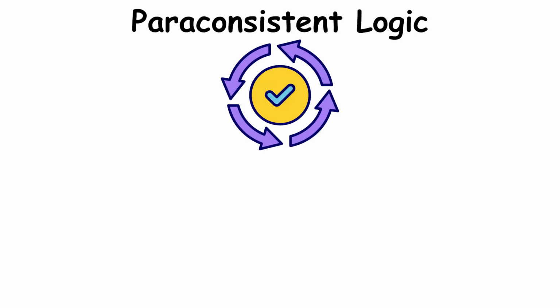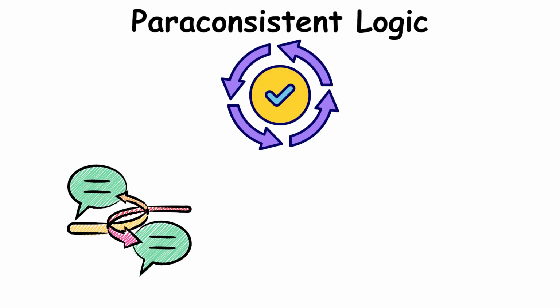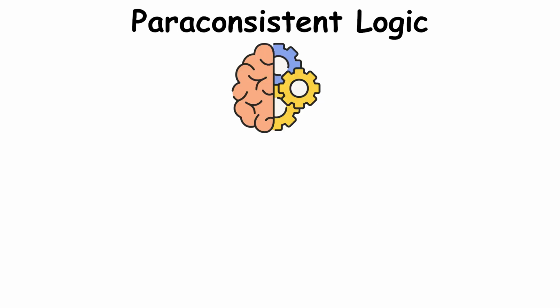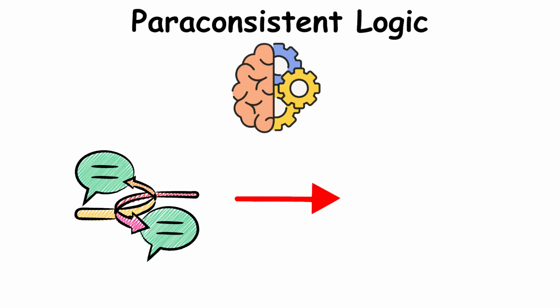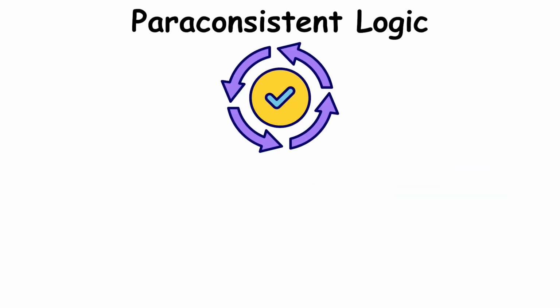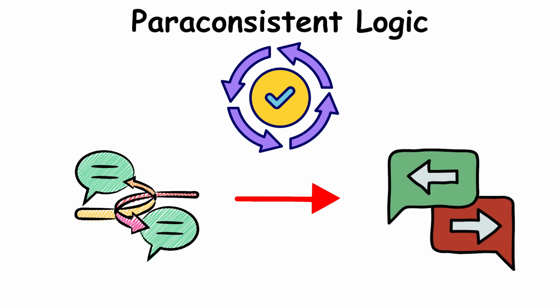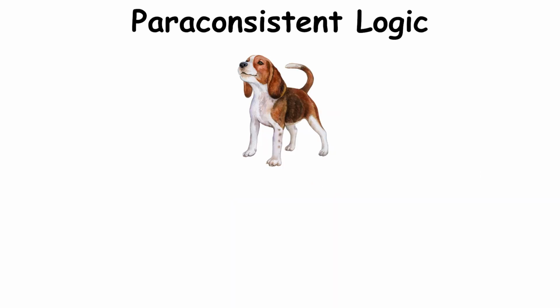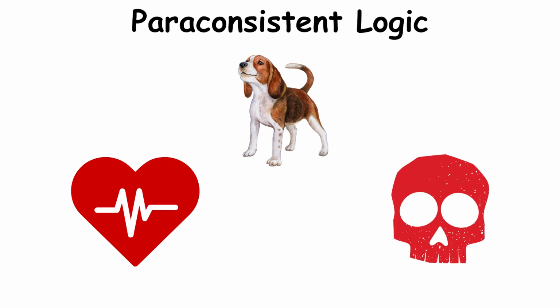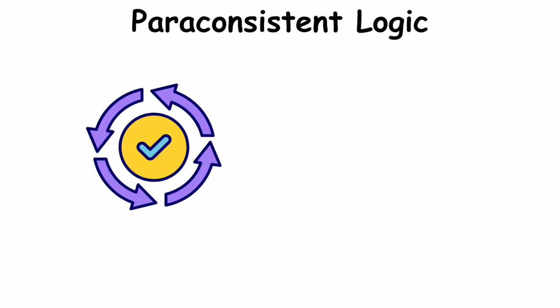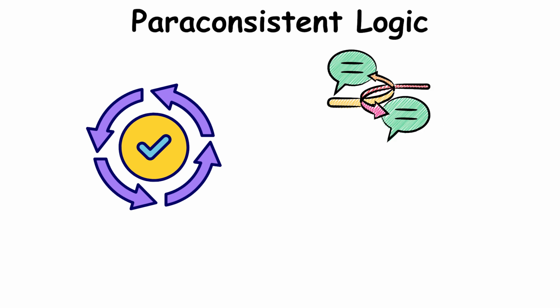9. Paraconsistent logic. Paraconsistent logic allows contradictions without collapsing the entire system of reasoning. In classical logic, contradictions lead to an explosion of conclusions. But in paraconsistent logic, contradictions can exist without invalidating the argument. Example: Fido is both alive and dead. This might seem like a contradiction, but paraconsistent logic allows us to explore situations where contradictions can coexist in specific contexts, like in quantum mechanics.